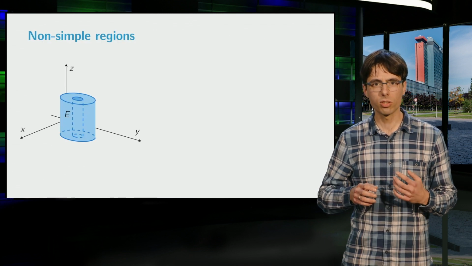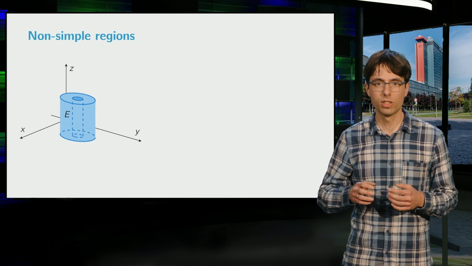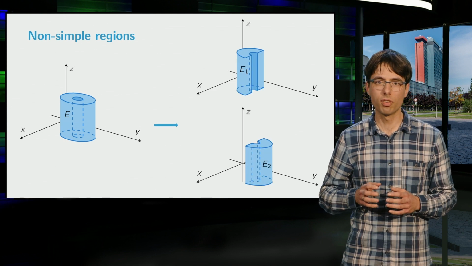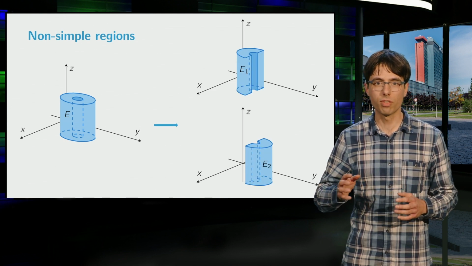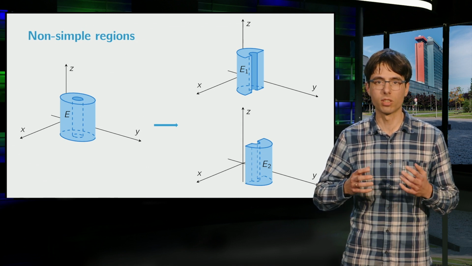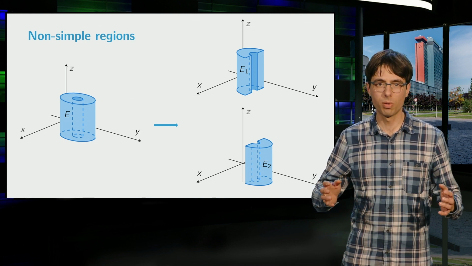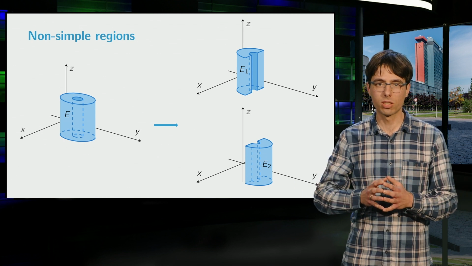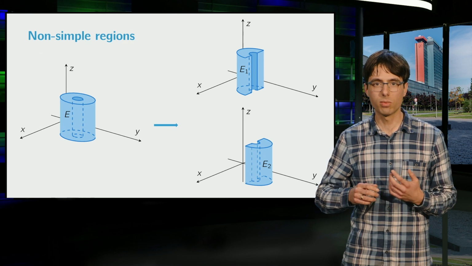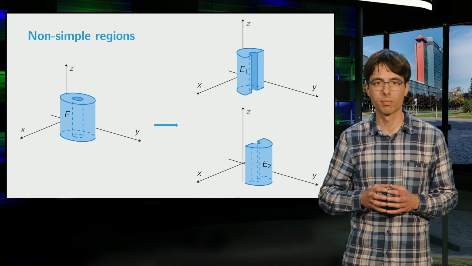To conclude, let's consider what happens if the region is not of one of the 3 types we have discussed so far, such as this cylinder with a hole in it. In these cases, it is often possible to divide up the region into several parts that are simple. This means that we can compute a triple integral over a non-simple region by computing the corresponding triple integrals over its simple parts and then adding the results back together. In this particular case, it might also be worthwhile to describe the region using so-called cylindrical coordinates, but that is a topic for another time.